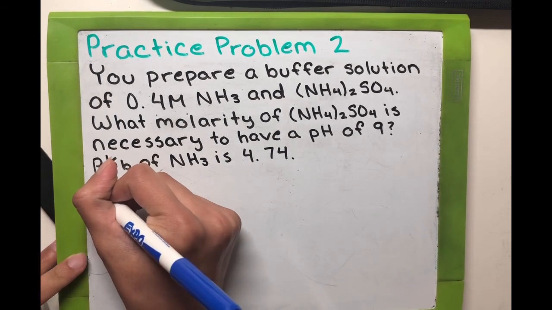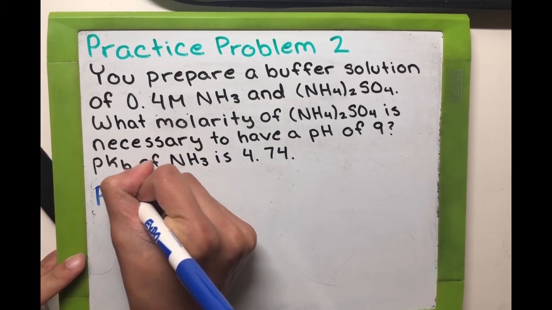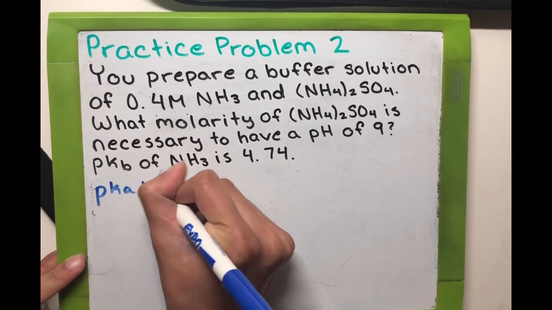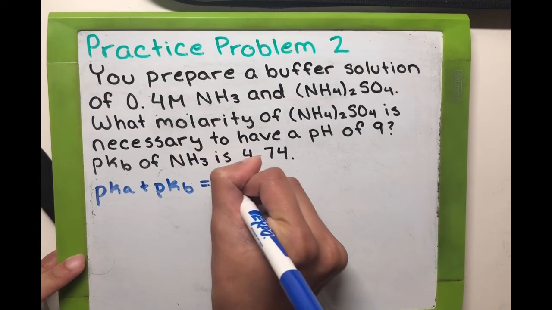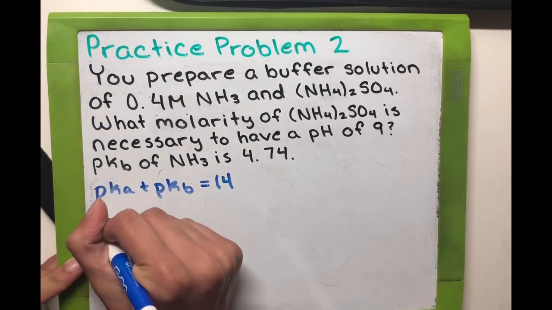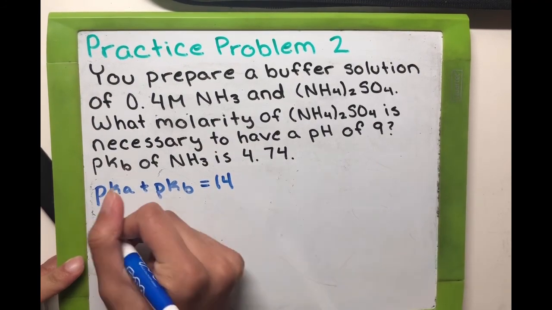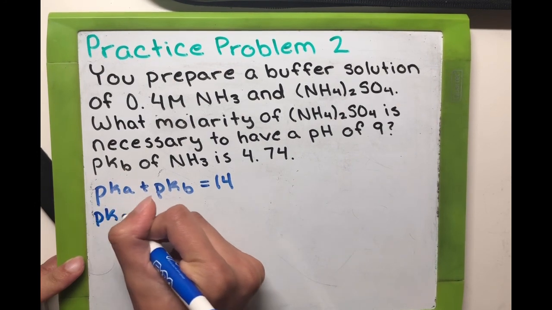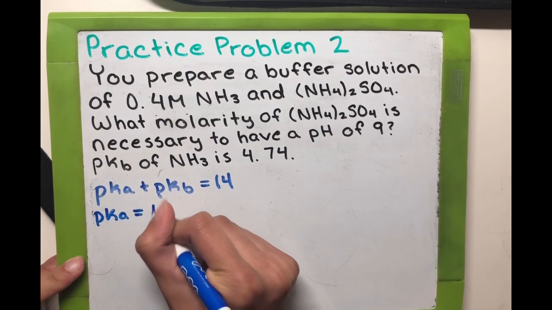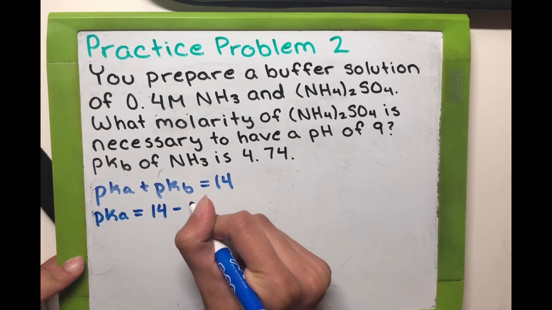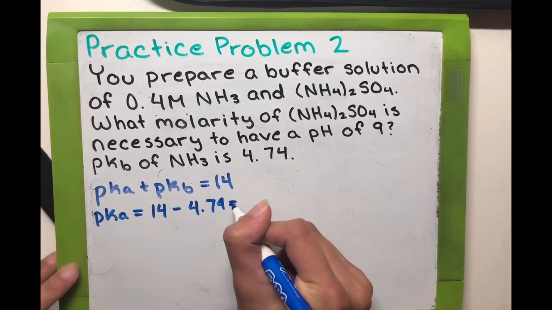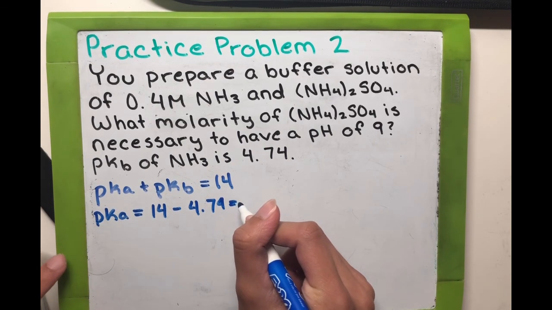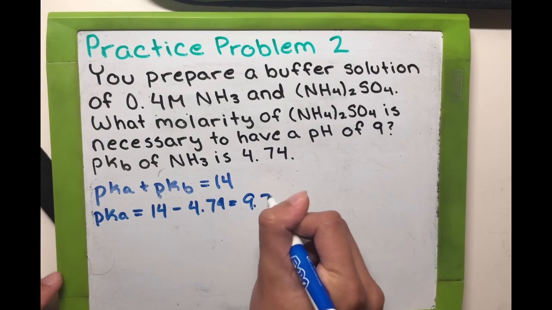We know that pKa plus pKb should be equal to 14. So now we could solve for our pKa because we are given our pKb. So pKa should be equal to 14 subtracted by 4.74, which is going to be equal to 9.26.